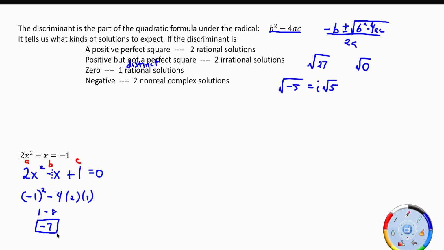So there's the discriminant. And then if it asks you to use that discriminant to determine the kinds of solutions this quadratic equation is going to give us, because it's negative, I know that I'm going to have 2 complex solutions.